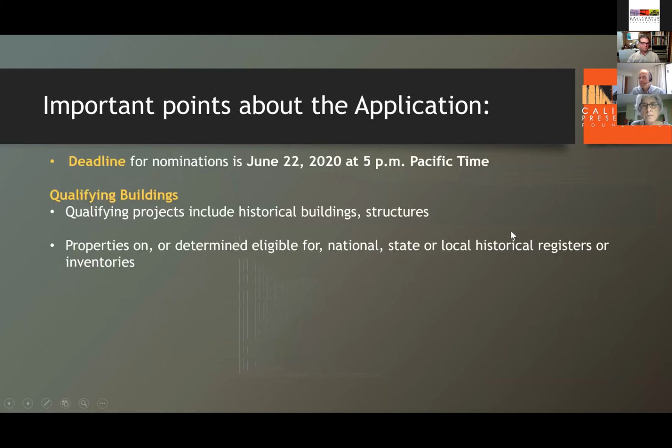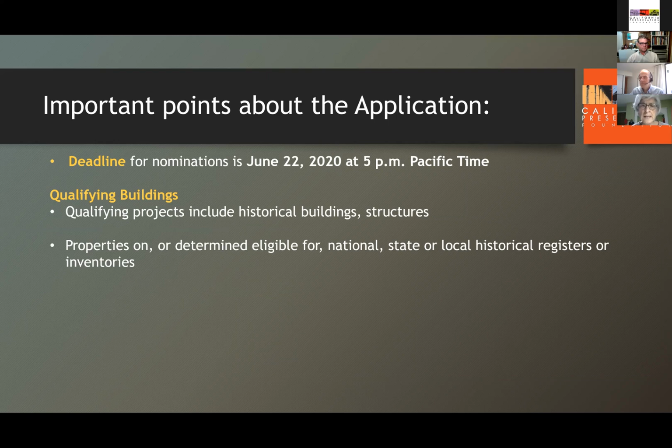So there's some important points about the application. Number one is the deadline is June 22nd at 5 p.m. Due to the current pandemic and a number of other conditions, we have extended it. Type of buildings that qualify are buildings that are obviously historic, but it doesn't have to be a building. It can be a structure, a bridge, a fence, a road. There's any number of types of historic projects that can be nominated.